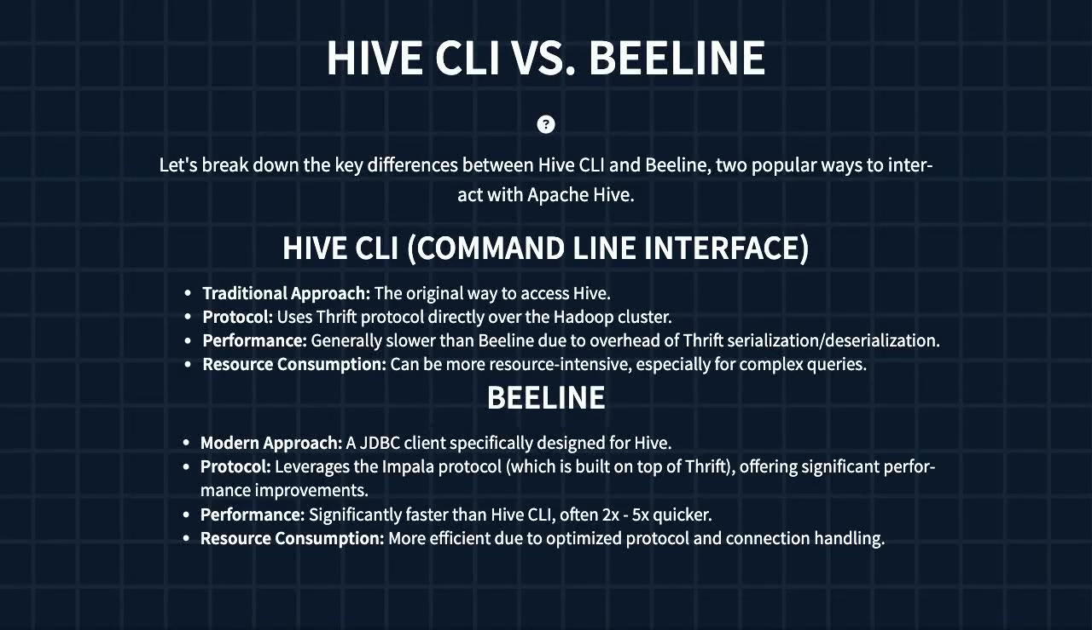Okay, let's talk about how we interact with Hive. Traditionally, you'd use the Hive CLI, the original way in, using Thrift directly over the Hadoop cluster. It's a bit slower though because of all the data translation happening behind the scenes. Beeline is a newer client designed specifically for Hive, and it uses a different protocol based on Impala, which is built on top of Thrift. That's what makes Beeline so much faster, often 2 to 5 times quicker than using the Hive CLI. It's also more efficient when it comes to resource usage.